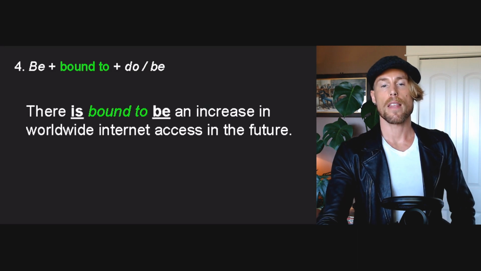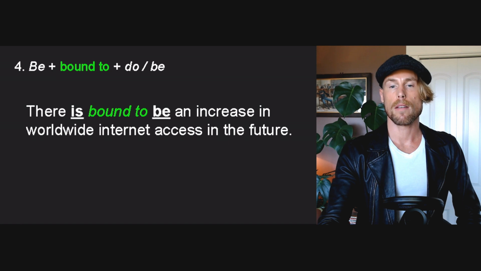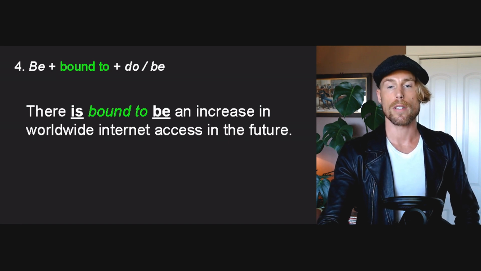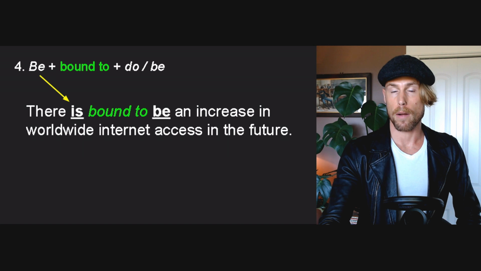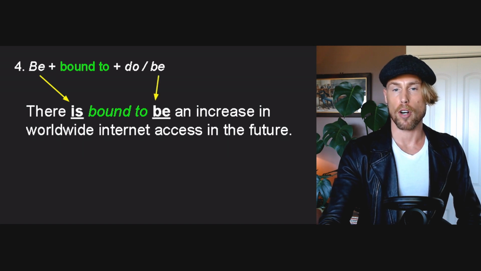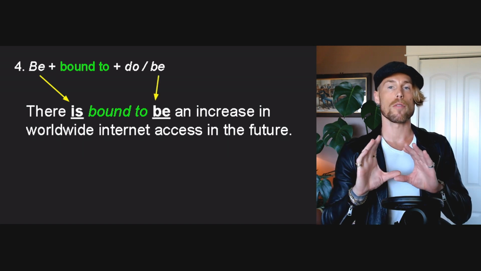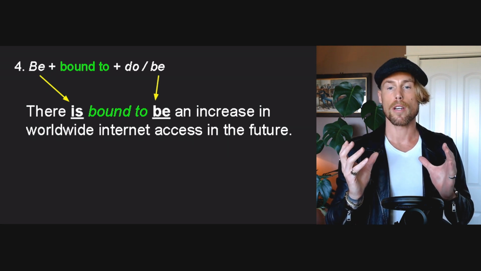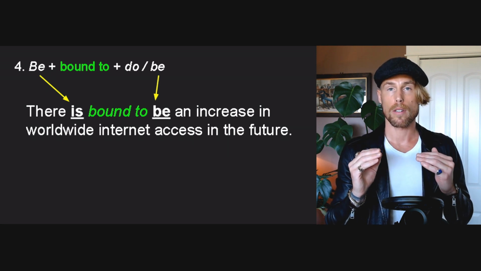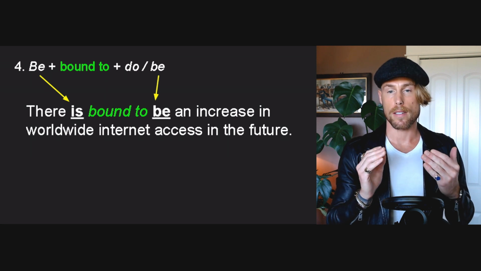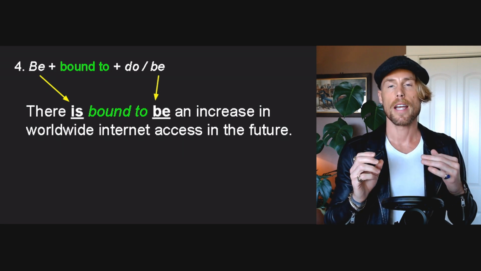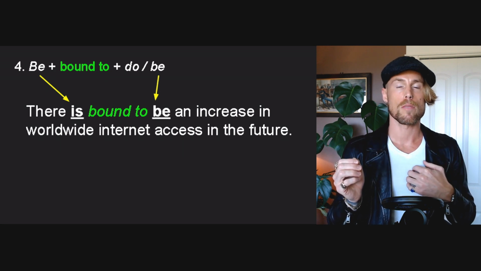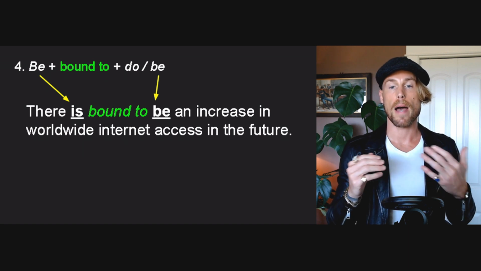For example, there is bound to be an increase in worldwide internet access in the future. And we have our be verb, is, bound to, and another be verb. And notice that after the second be verb, we usually put a noun phrase, an increase in worldwide internet access in the future, an increase. It's not common to use a verb after this. It's much more common to use a noun. There is bound to be an increase.